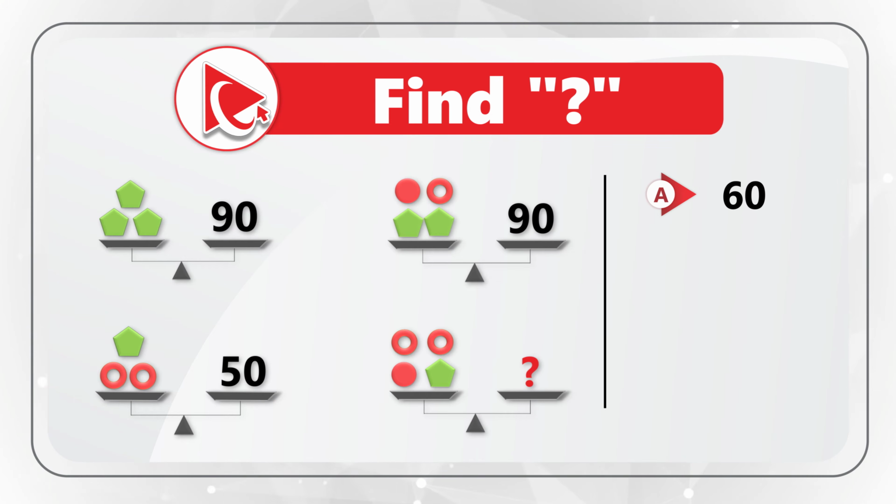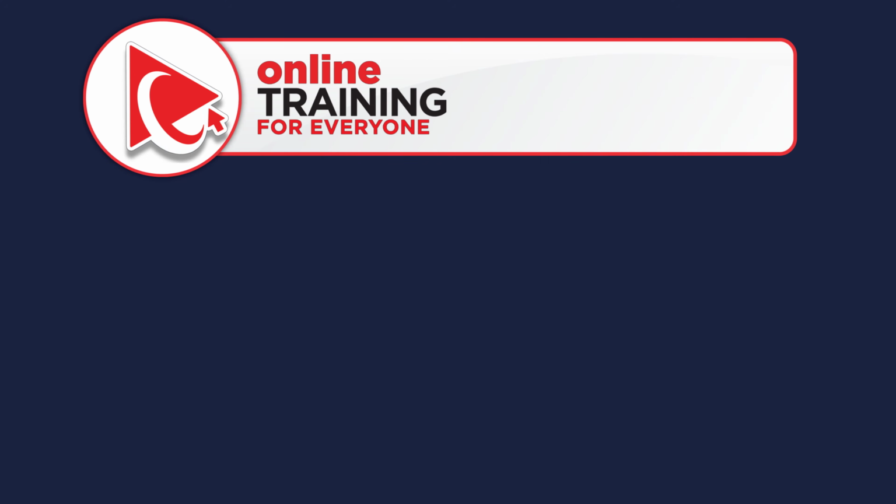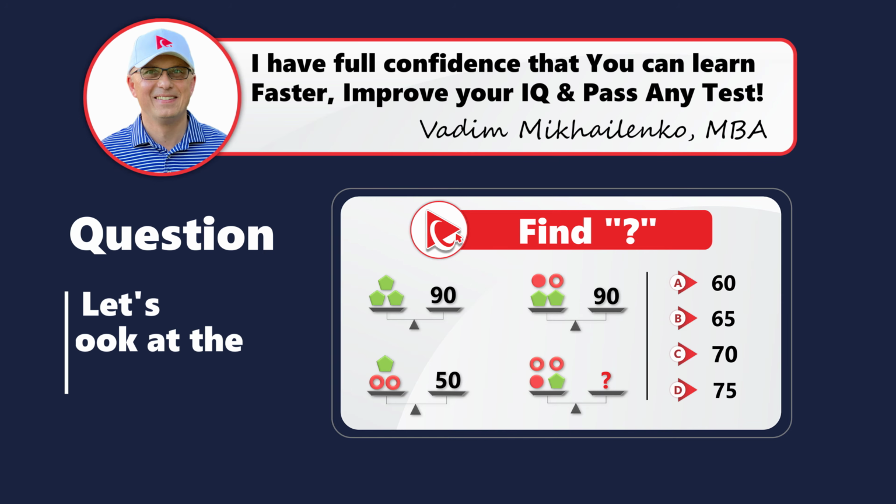Choice A, 60. Choice B, 65. Choice C, 70. And then choice D, 75. Take a close look to see if you can do the calculations and come up with the right solution. On my end, I'm moving forward to share with you my version of the answer. And obviously, if you have a better way to solve it, please make sure to post in comments.